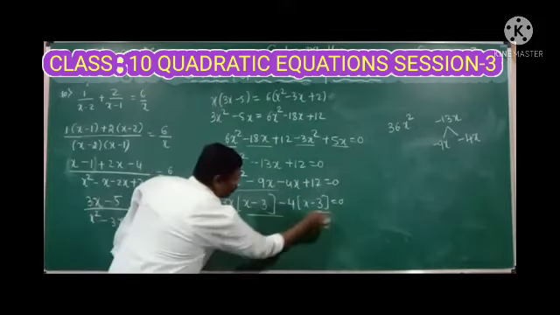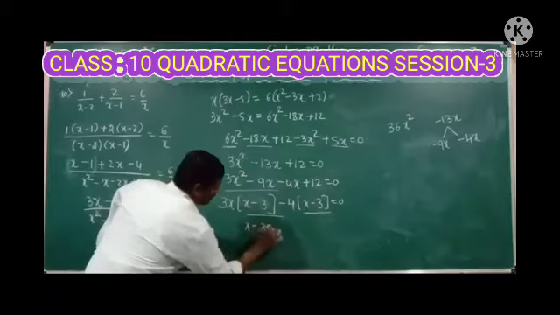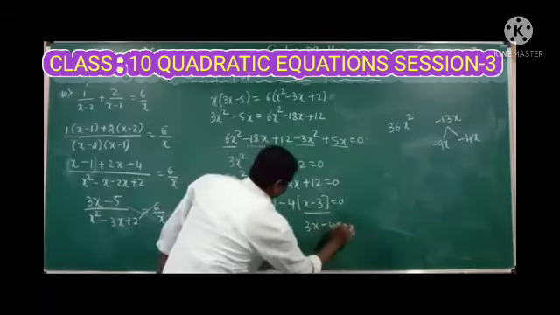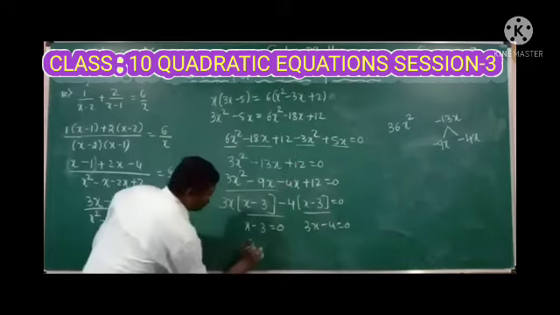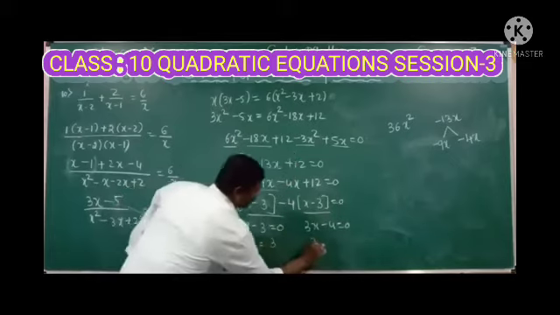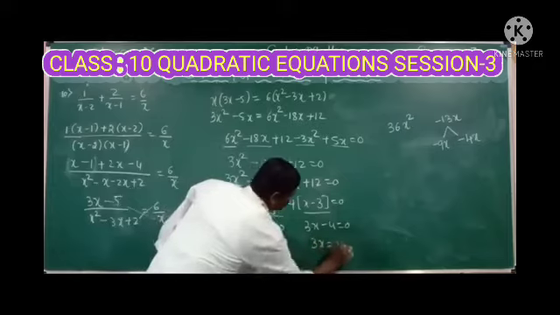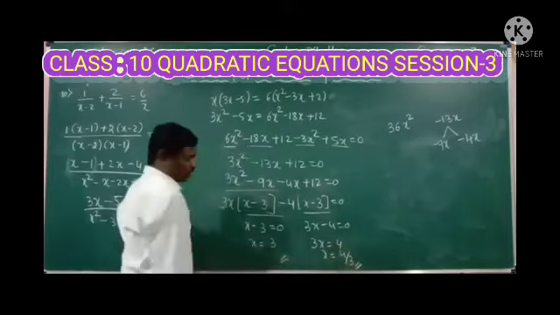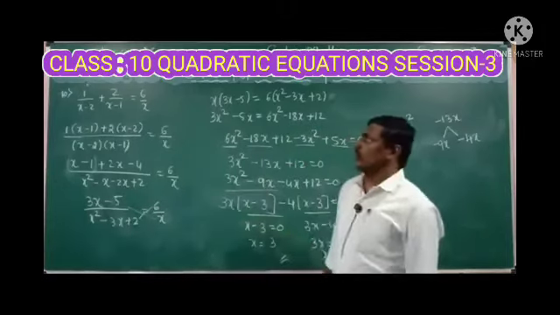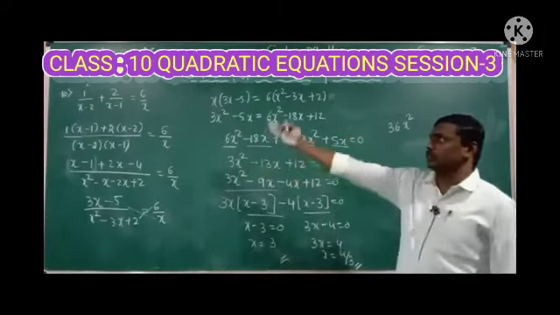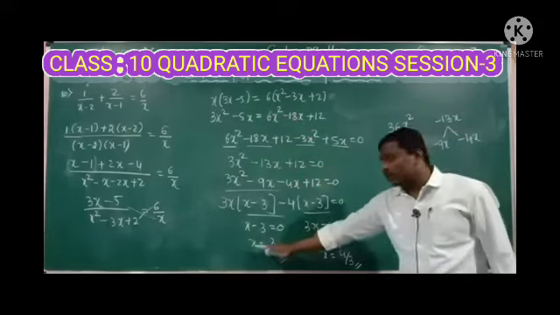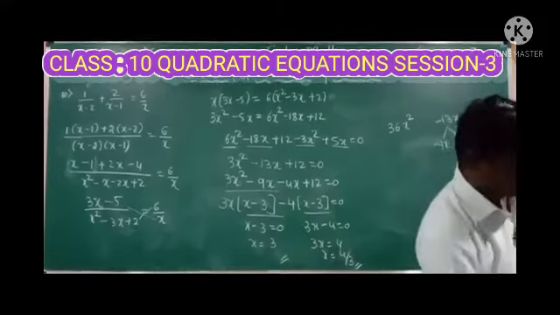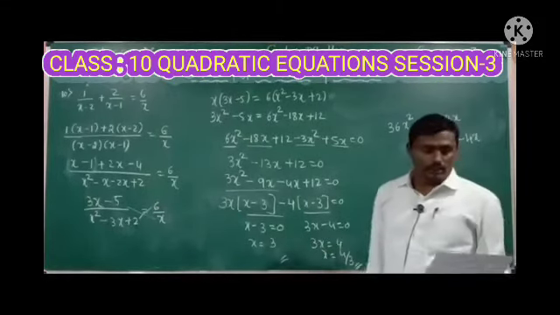So the two common factors are x minus 3 is equal to 0, one term, and 3x minus 4 is equal to 0, another term. Now x is equal to 3 and 3x is equal to 4, x is equal to 4 by 3. So these two are the required roots of the quadratic equation, right? So what are the roots here? X is equal to 3 and x is equal to 4 by 3. These two are the roots of the given equation.